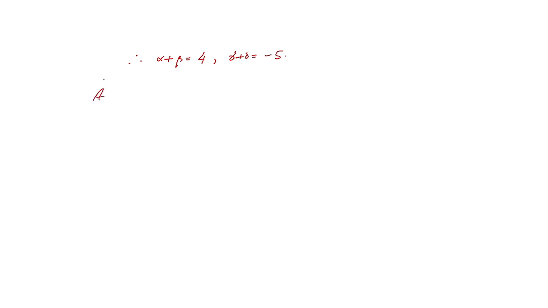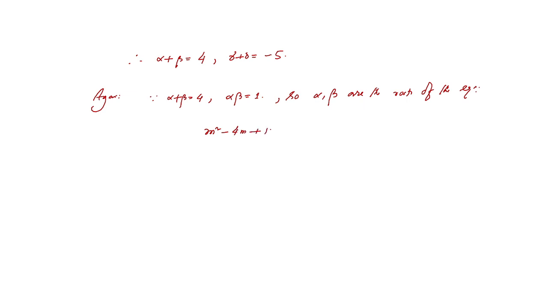Again, since alpha plus beta equals 4 and the product alpha beta equals 1, alpha comma beta are the roots of the equation m square minus 4m plus 1 equals 0. And you will solve it. So m equals minus b plus minus root of b square minus 4ac by 2a, and that will be 2 plus minus root 3.